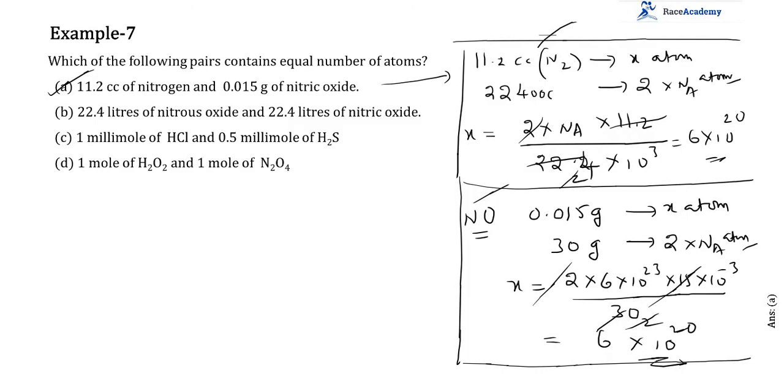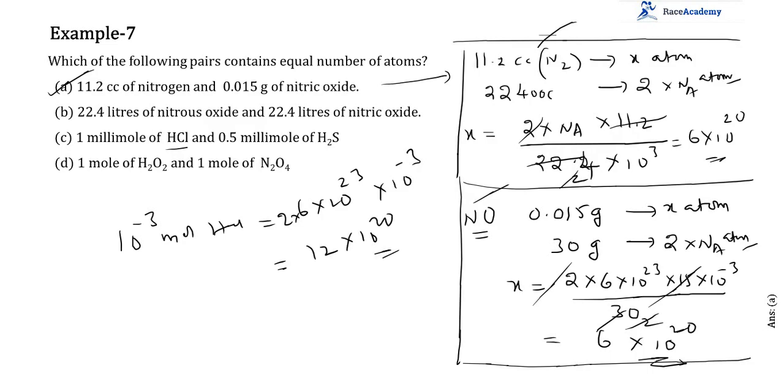Moving on to the third one, if you see 1 millimole of HCl. Millimole means 10 power minus 3 mole of HCl. That is equal to 2 into Avogadro number of atoms into 10 power minus 3. So your answer will become 12 into 10 power 20 atoms in this case of HCl.